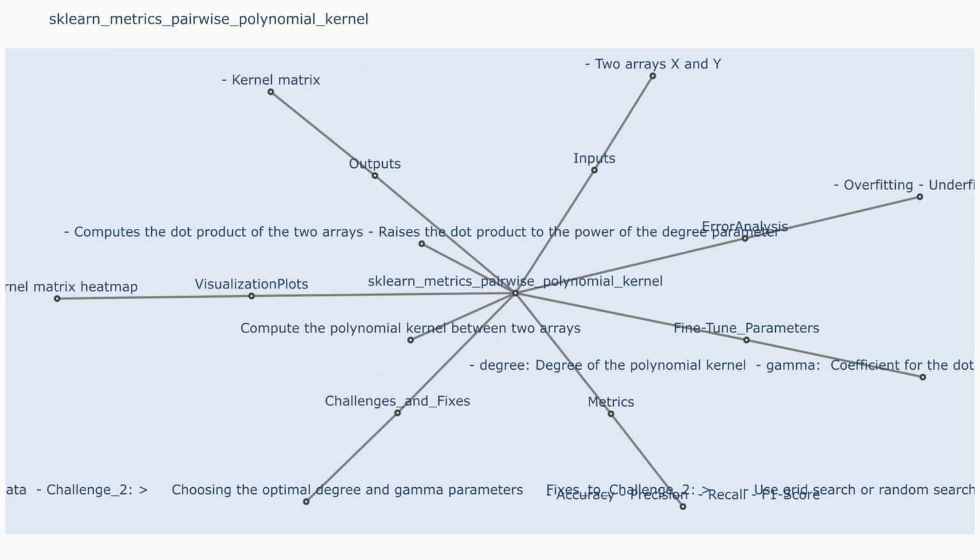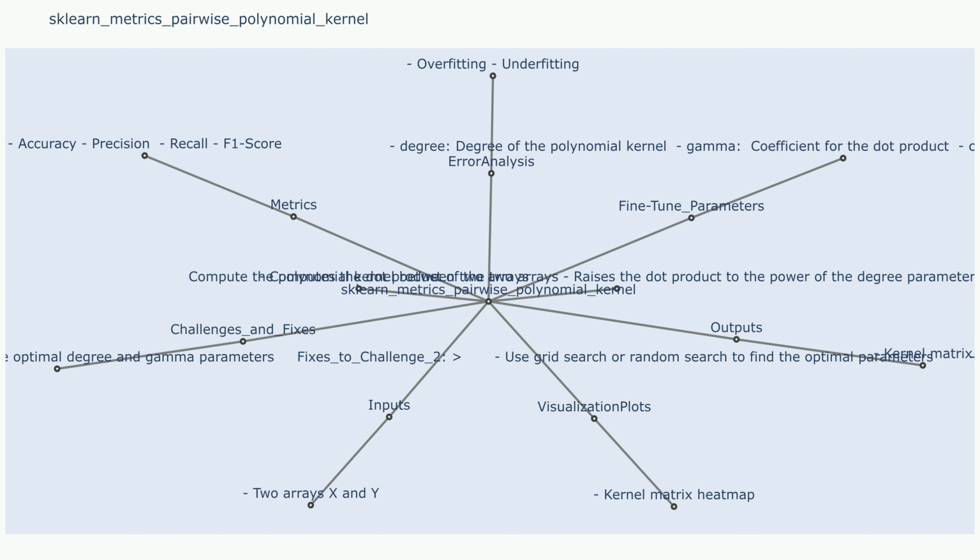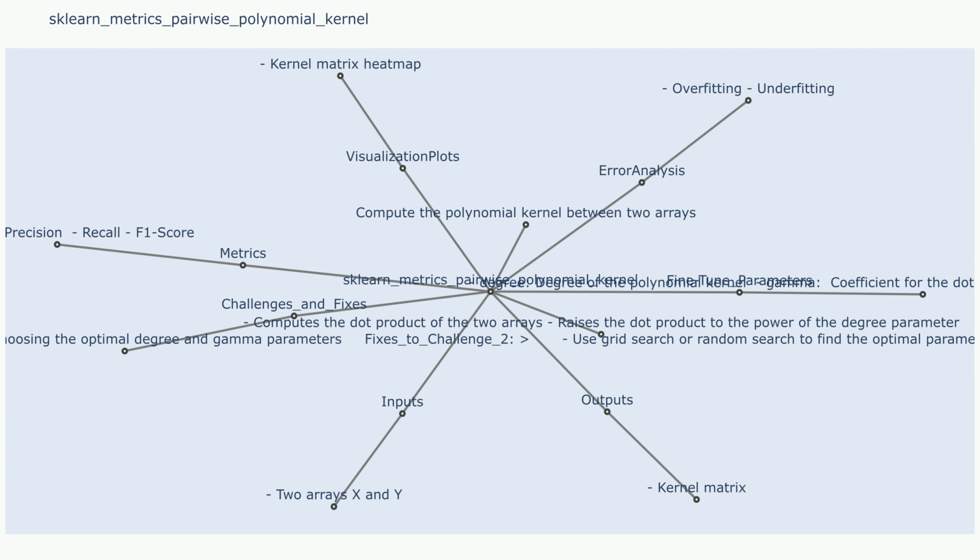Fine-tune parameters. Degree: the degree of the polynomial kernel. Higher degrees can capture more complex nonlinear relationships, but can also lead to overfitting. Gamma: the constant term added to the dot product. It can influence the bias of the kernel. Coef0: the scaling factor applied to the kernel. It can be used to adjust the influence of the constant term.